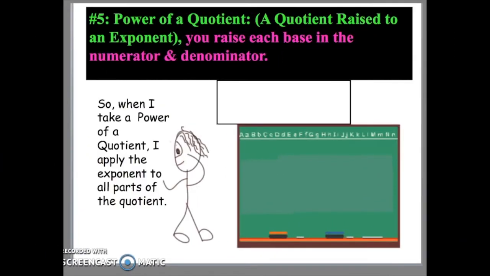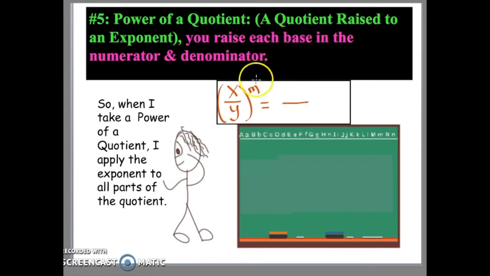Let's take a look at another power rule. This is the expanded power rule. A quotient raised to an exponent. It says you raise each base in your numerator and your denominator. So let's see what that rule looks like. Numerator, denominator being raised to the m power. All right, let's apply that rule.